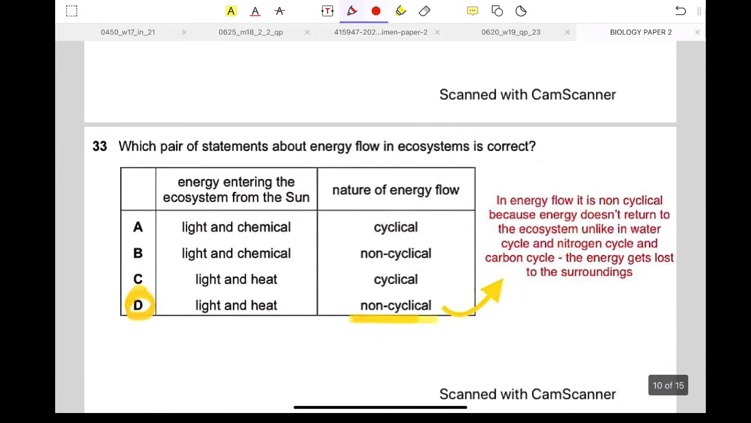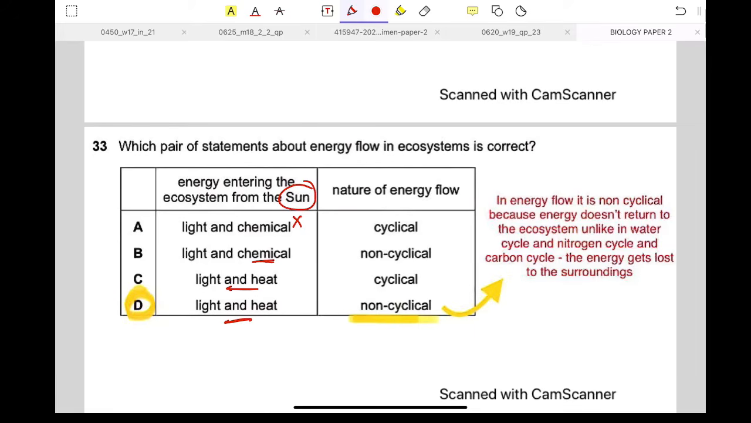Now this one is important. Which pair of statements about energy flow in the ecosystem is correct? So energy entering an ecosystem from the sun is light, not chemical. When it is transferred through the food chain, then it is chemical, because it transfers as food from one organism to another, and that is in the form of chemical energy. But when it comes from the sun, it is in the form of light and heat.